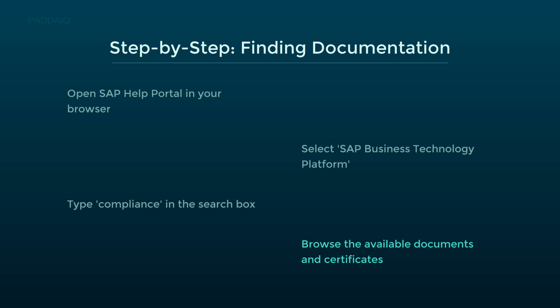Browse the available documents and certificates. This means exploring all the official SAP resources to find guides, manuals, and compliance proofs. For example, when learning about a new service, you would first search the SAP Help Portal for its specific administration guide. This initial step ensures you are working with verified and accurate information from the start.